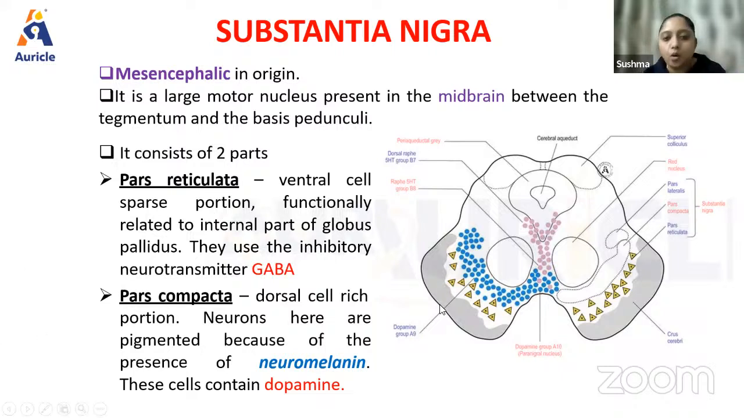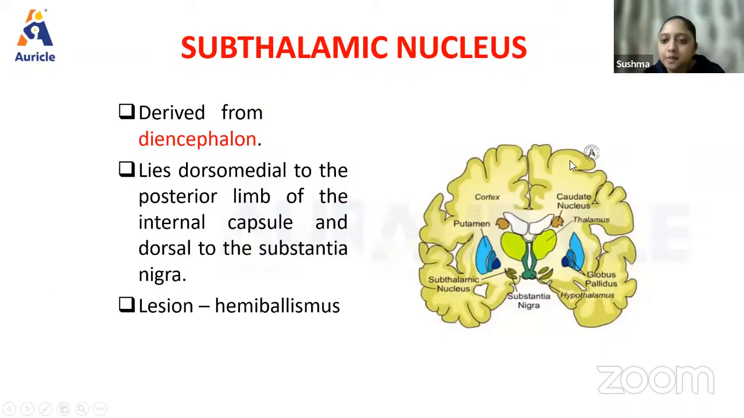Then what is pars compacta? The neurons here are pigmented because of the presence of neuromelanin, and these cells contain dopamine. So pars compacta has dopamine, and all of these afferents go to the putamen. The pars reticulata uses the inhibitory neurotransmitter GABA, whereas the pars compacta has dopamine. Next, subthalamic nucleus or STN.